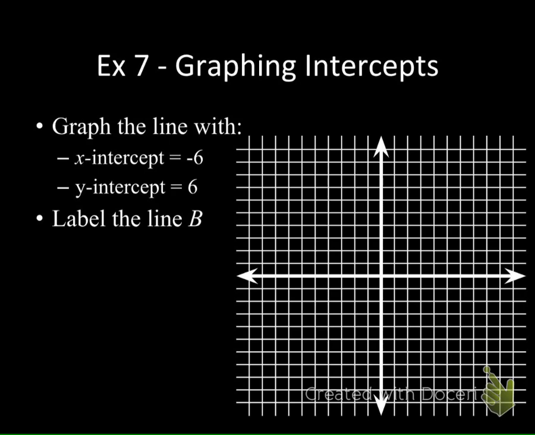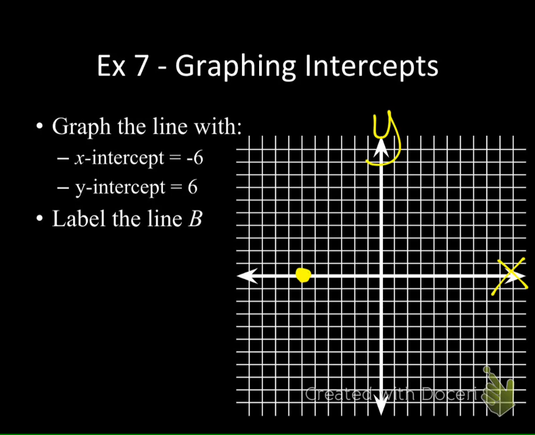So, the x-intercept, I start at the origin. Because it's on the x-axis, which way do I go? Left. So I go left 6. 1, 2, 3, 4, 5. And I'm going to plot my point on the x-axis. That's where my line is going to intercept the x-axis, meaning it's going to go through the x there.